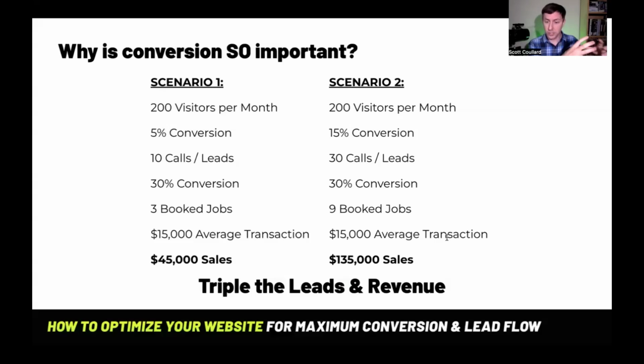Let's keep your sales close rate at 30%. That means we have 9 booked jobs instead of just 3. Keep the average transaction value at 15 grand. And I know it's going to vary a lot depending on whether you're lawn care focused, design, build, maintenance. But with this example, it means we generate 135,000 in revenue versus 45,000. And what we have to do is make sure we focus on converting at the highest level possible, because when we do, it makes all of our other marketing so much more effective, like we see here.